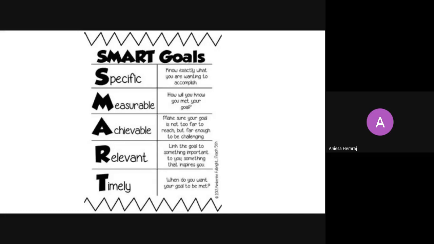So, the S in SMART is for specific. You must know exactly what you want to accomplish. Measurable: how will you know that you've met your goal? Achievable: make sure your goal is not too far off to reach, but far enough to be challenging. Relevant: link the goal to something important to you, something that inspires you. And timely: when do you want your goal to be met?